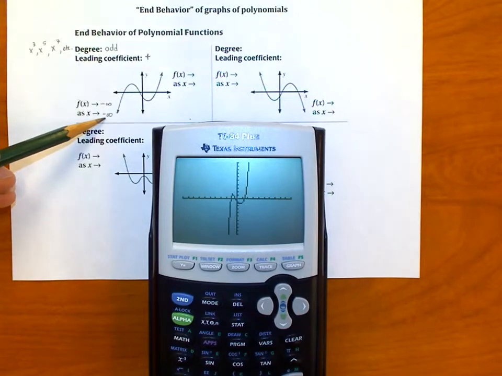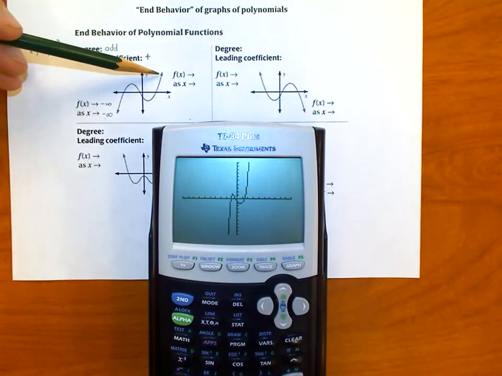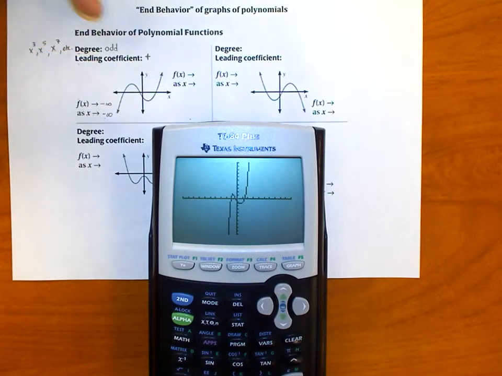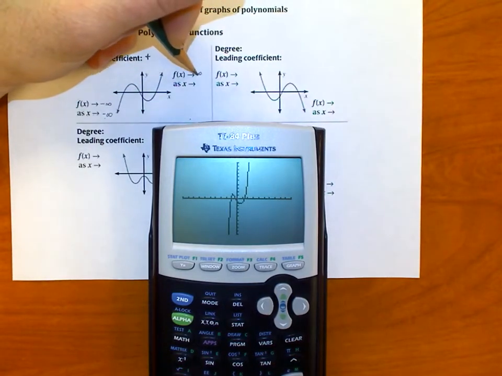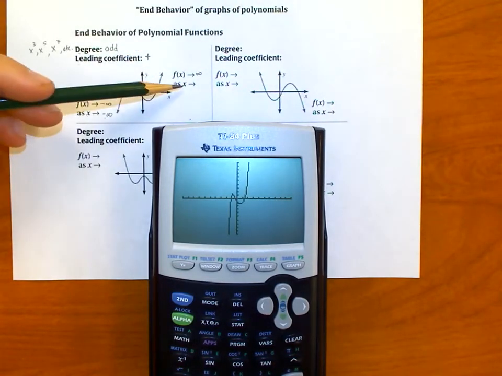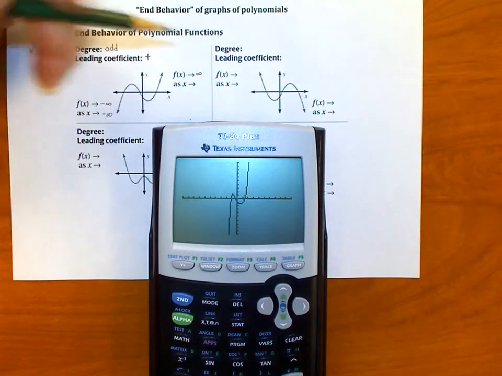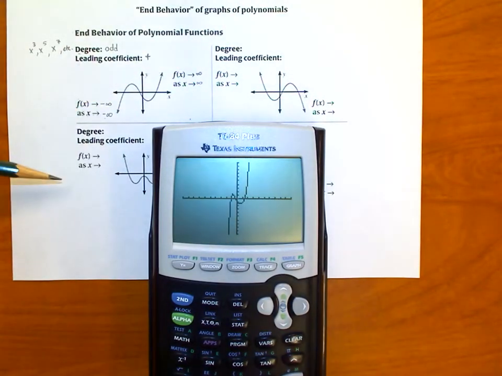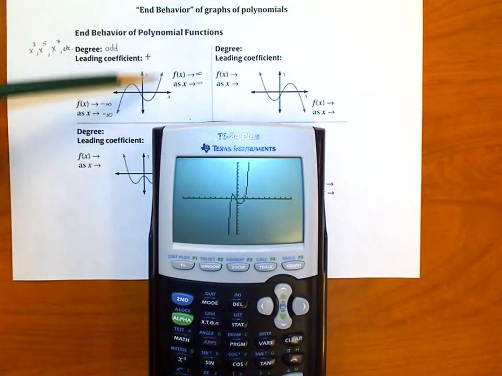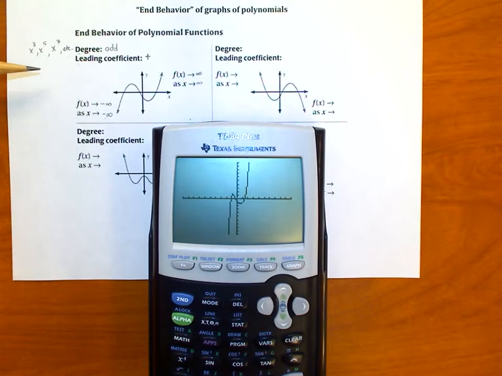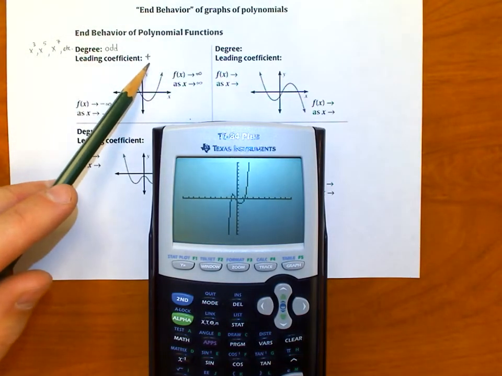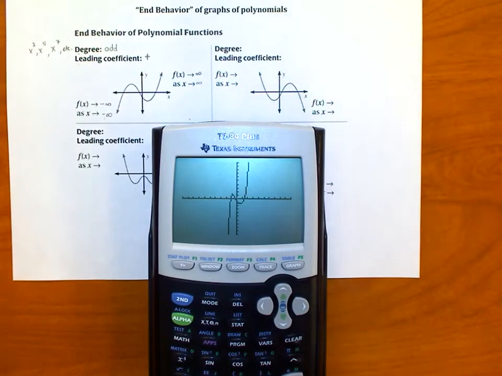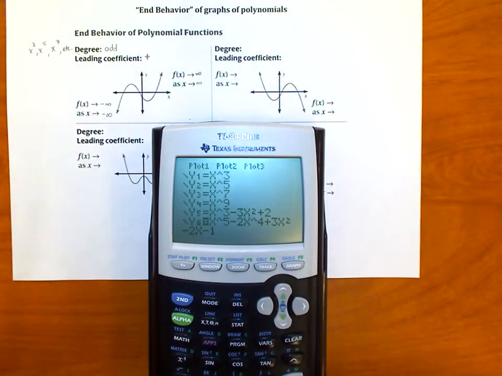It goes left forever. And on the other side, the y-coordinate goes to positive infinity. It goes up forever and ever, as long as x is going to positive infinity. And that's just a fancy way of saying, listen, on the left side it goes down, and on the right side it goes up. And that happens to be the case for every single odd function, as long as the leading coefficient is positive.